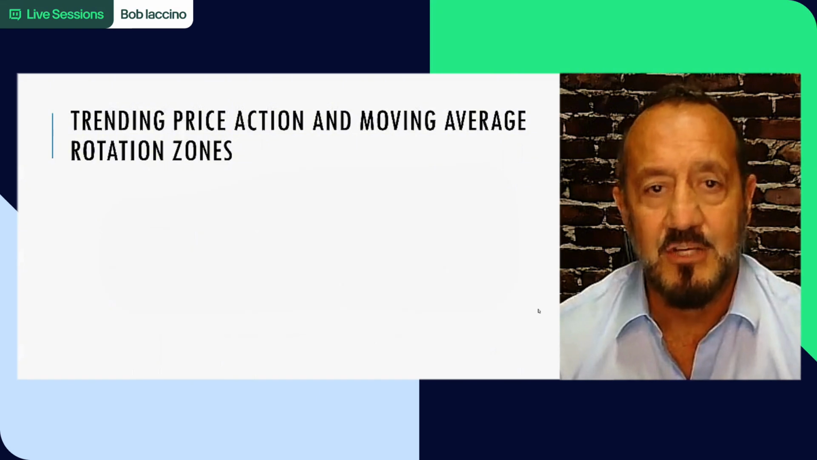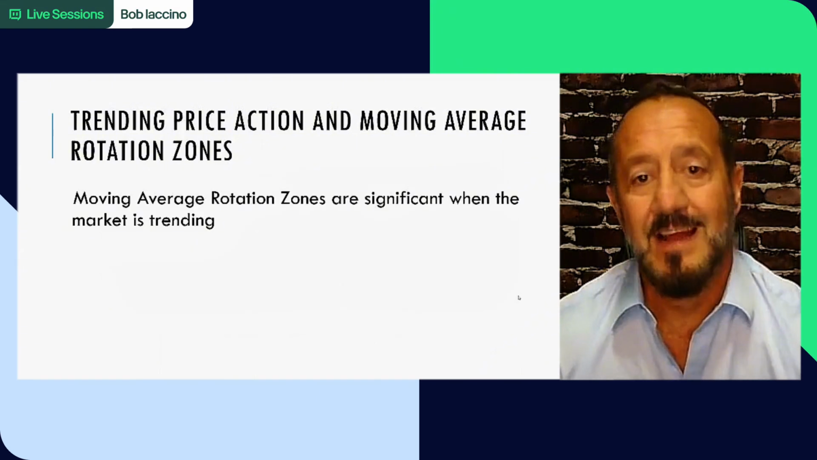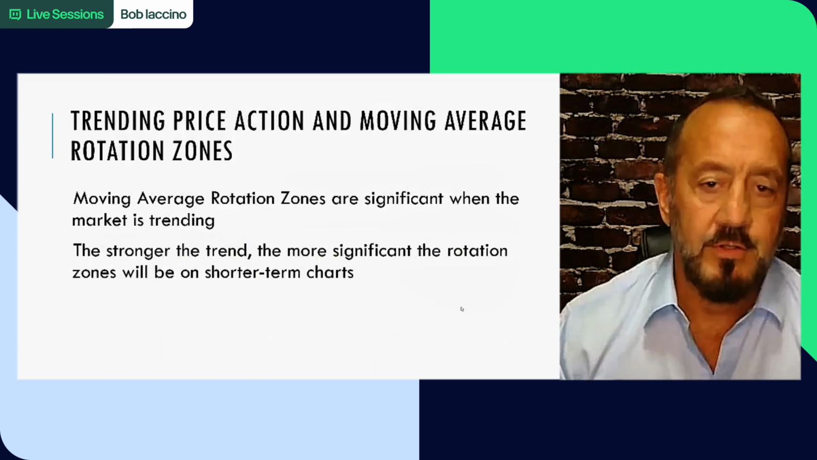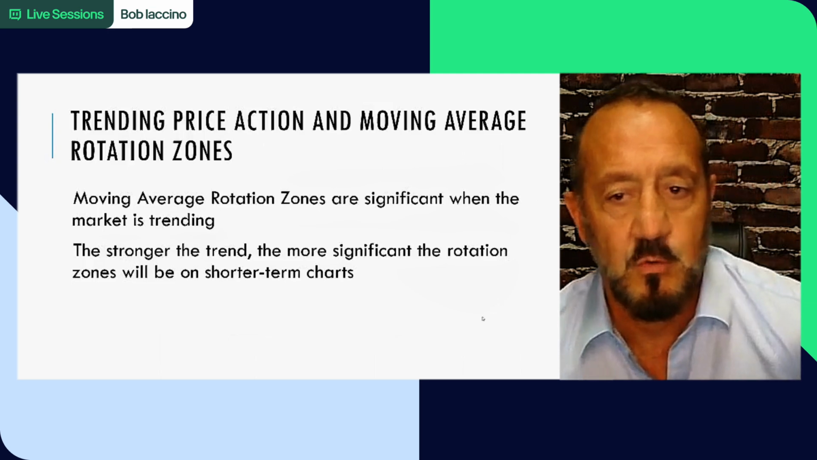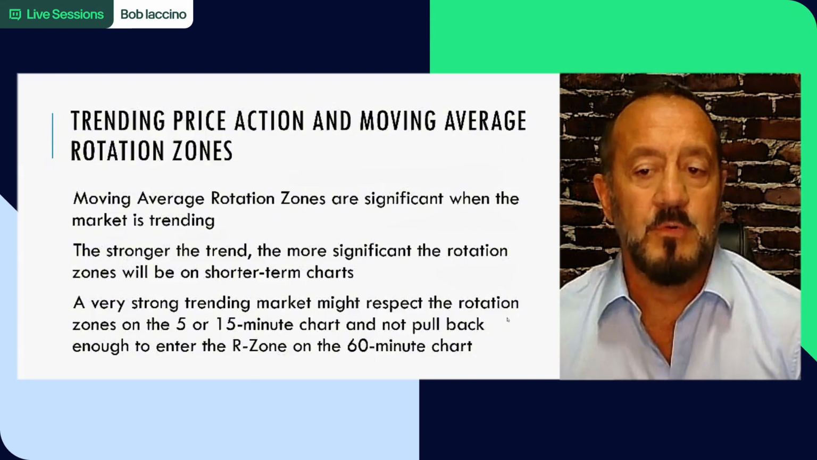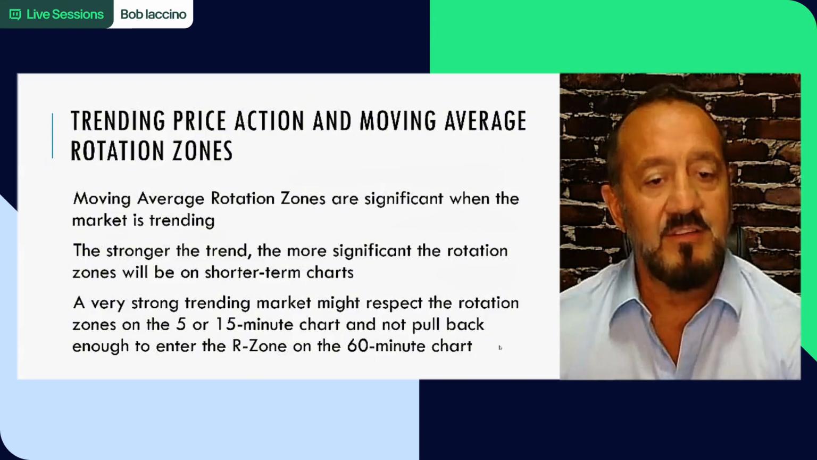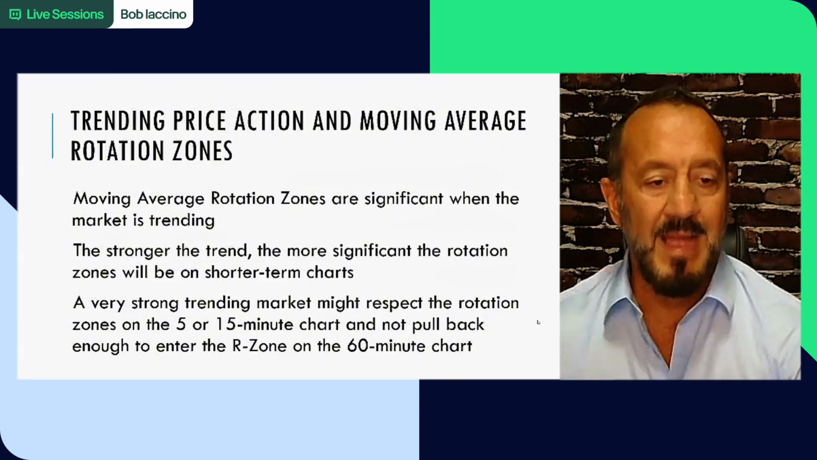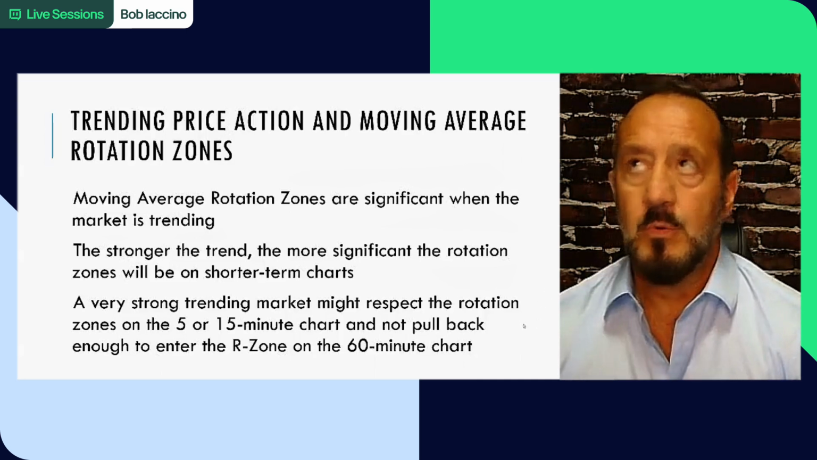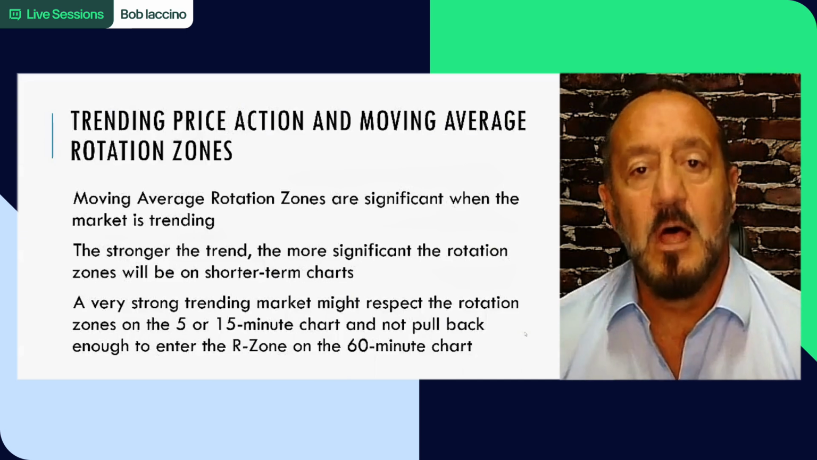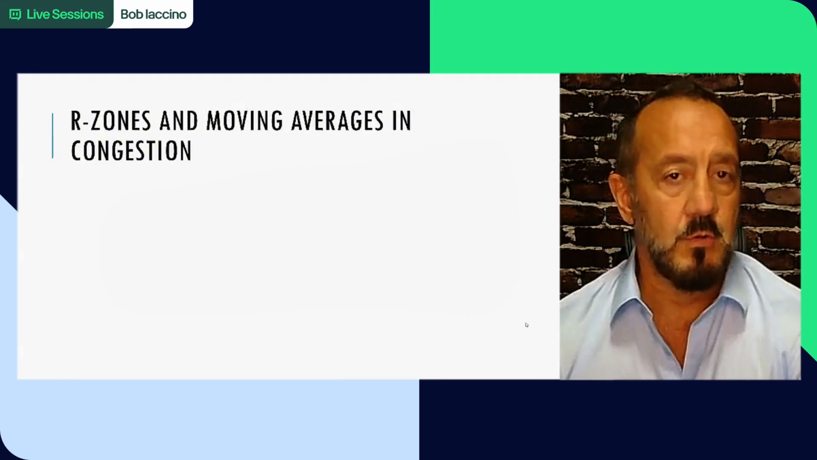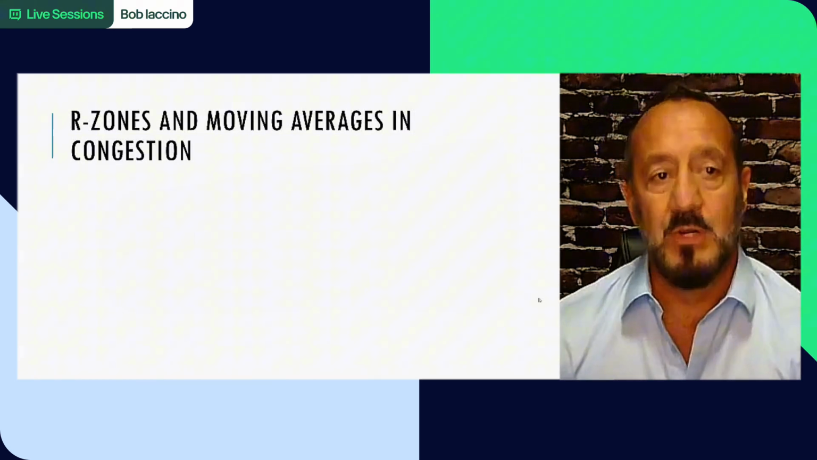Now, trending price action and moving average rotation zones. The moving average rotation zones are significant when the market is trending. The stronger the trend, the more significant the rotation zone will be on shorter term charts. A very strong trending market might respect the rotation zone on the 5 or the 15-minute chart and not pull back enough to enter a rotation zone on a 60-minute chart. So when you're in these trends, you want to scalp in the direction of the trends, not the opposite direction. And you can use R zones on those shorter term charts for the same reason.